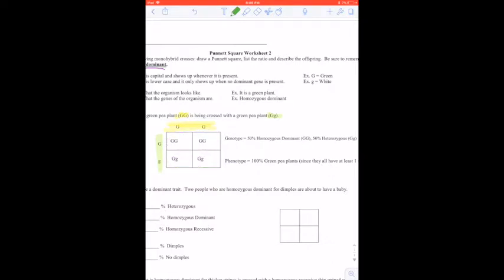Once you're done with the genotypes, then we can look at the phenotypes. And for this example, it tells you up here that capital G stands for green, lowercase g stands for white. So when I look at each of these boxes, this one will be green since it has a capital letter. This one also has 2 capital letters, so it has green genes. Then when we look at this one, it has a green gene and a white gene, both. But we know that the dominant letter is going to show up when both of them are present. So this one will be green as well. And the 4th box also has a capital letter, so it will also be green. So that's why we have 100% green pea plants.